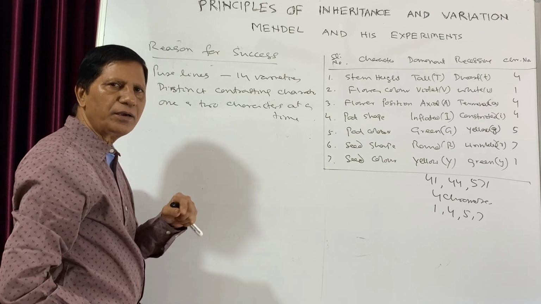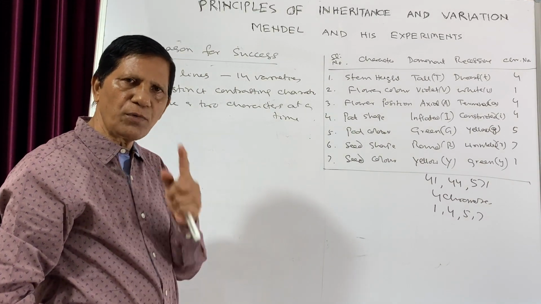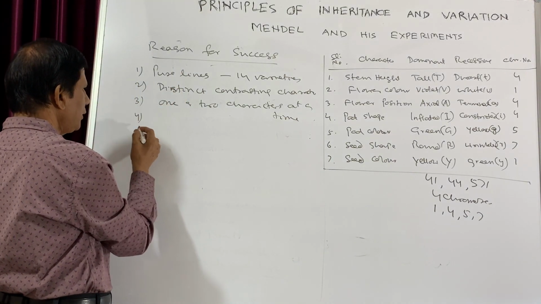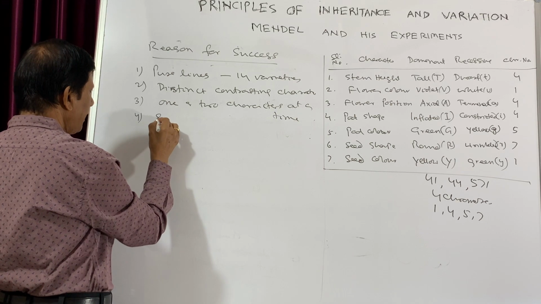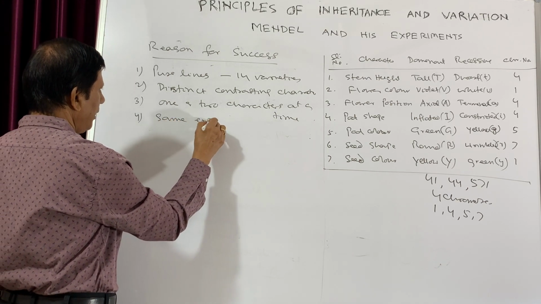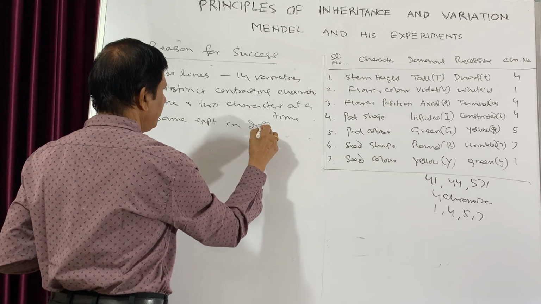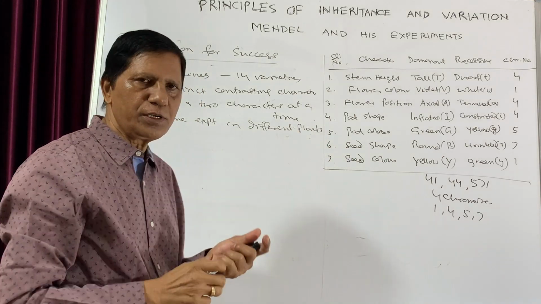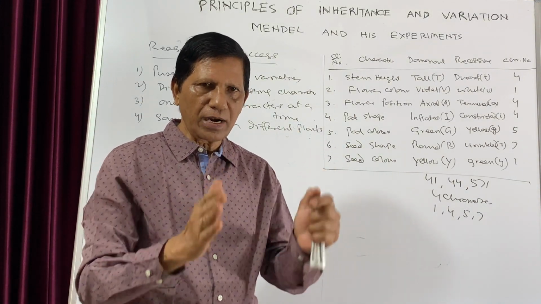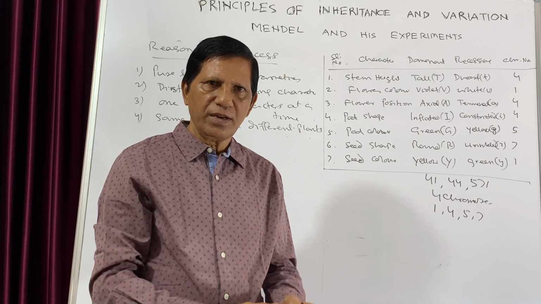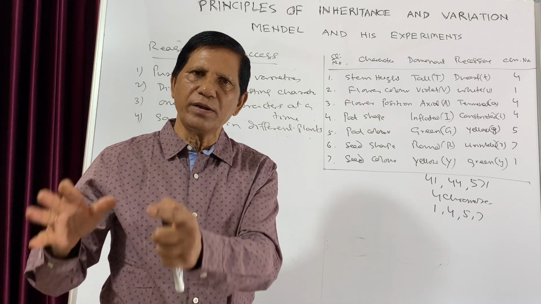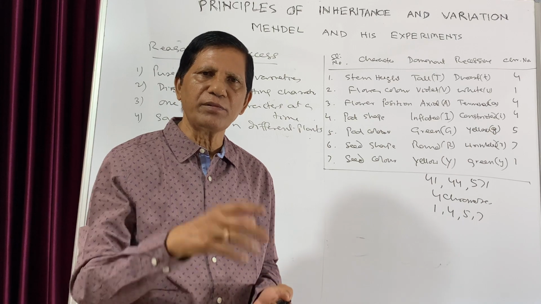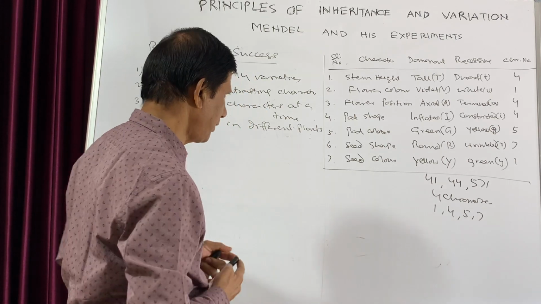He didn't take 3, 4 characters like that. He took only 1 character or 2 characters. Then the other thing is, the same experiment in different plants. This is also a very important point. That means suppose he made a cross between tall and dwarf plant and took 2 plants and found the results. Then in another set of experiment, tall dwarf, the same experiment. That means several plants, the same experiment is conducted and he found that the results are same in all cases. So that is also an important point.